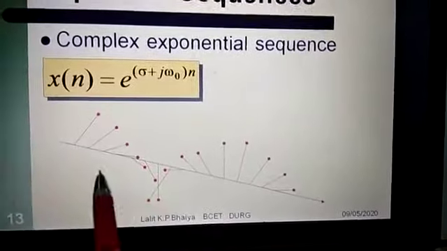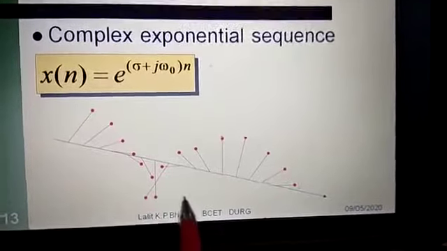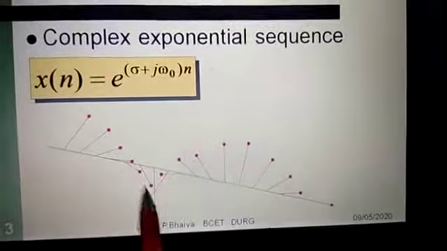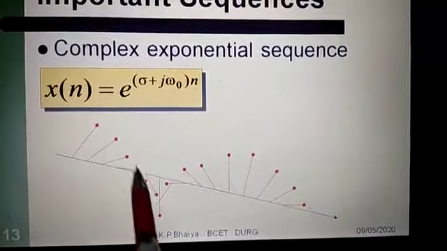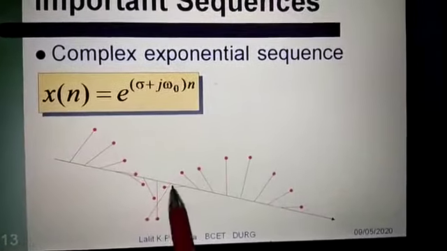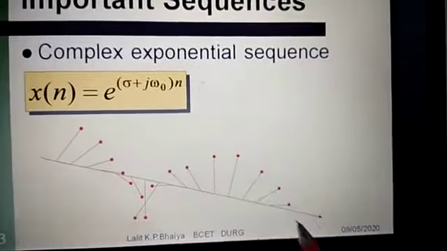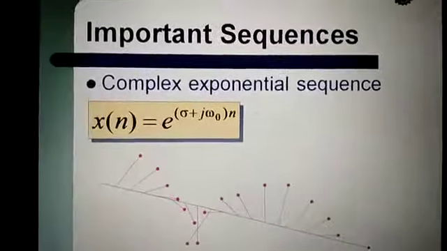And the structure of this signal may be like this. If you see this signal, you will get this exponential like this, and this is exponential. This is again an exponential signal you will find here.